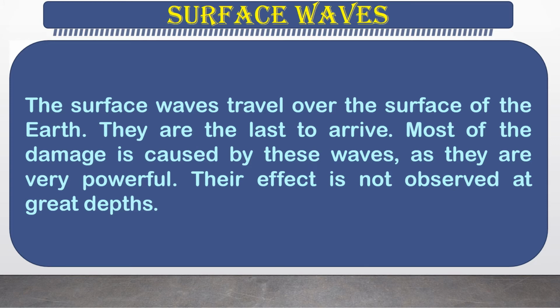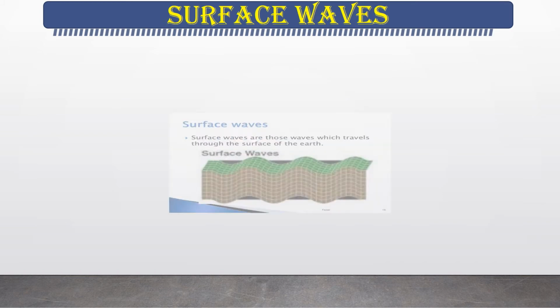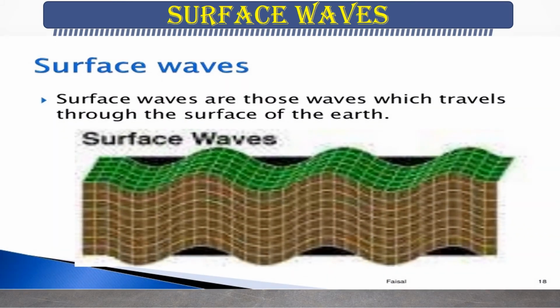Why? Because they are arriving at the surface of the earth. They are very powerful, and their effect is not observed at great depths. Inside the earth, at very great depths, their effect is not there. Their effect is at the surface of the earth. Now the diagram of it. Surface waves are those waves which travel through the surface of the earth. Here you can see the wavy direction, but upon the earth. The black lines are the level of the earth, and they are shaking above the earth. So these are called the surface waves.